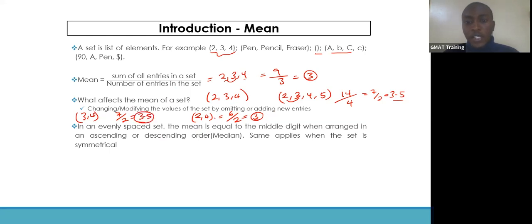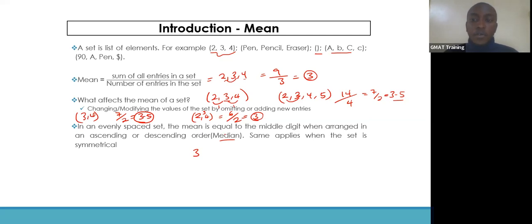Now let's understand why 2 and 4 didn't change the mean. In an evenly spaced set, the mean is equal to the middle digit when arranged in ascending or descending order. That's the median. And the same applies when the set is symmetrical. For 2 and 4, the set is symmetrical, meaning that the mean was 3, right? And the distance from 3 is 1 on each side. Therefore, the mean equals the median, and the mean won't change, right? Here, the distance from 3 is still the same, 1 and 1. And in an evenly spaced set, the mean equals the median, right?